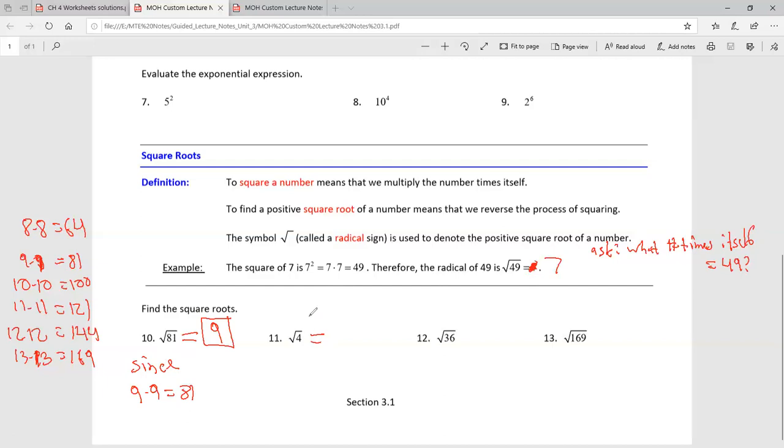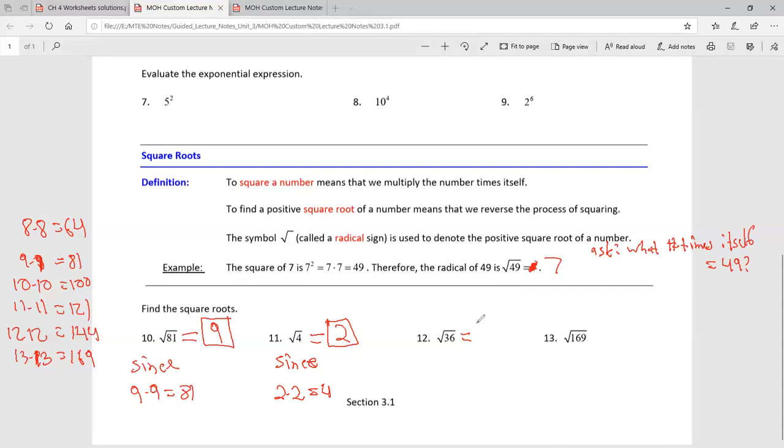The square root of 4, for problem 11, we're looking for a number times itself that makes 4. Well, 1 times 1 is 1. 2 times 2 is 4. Oh, there it is. So the square root of 4 is 2. And that's since 2 times itself is 4. It has to be the same number times itself.